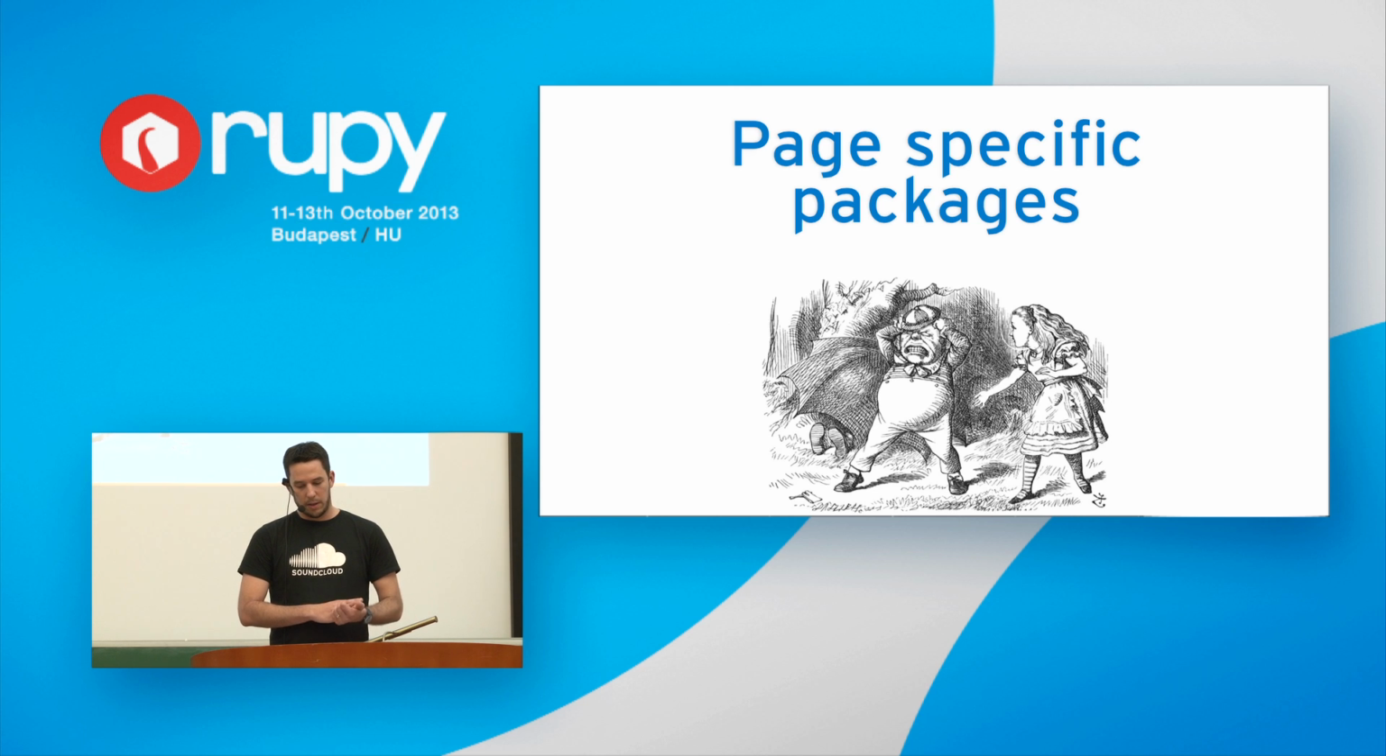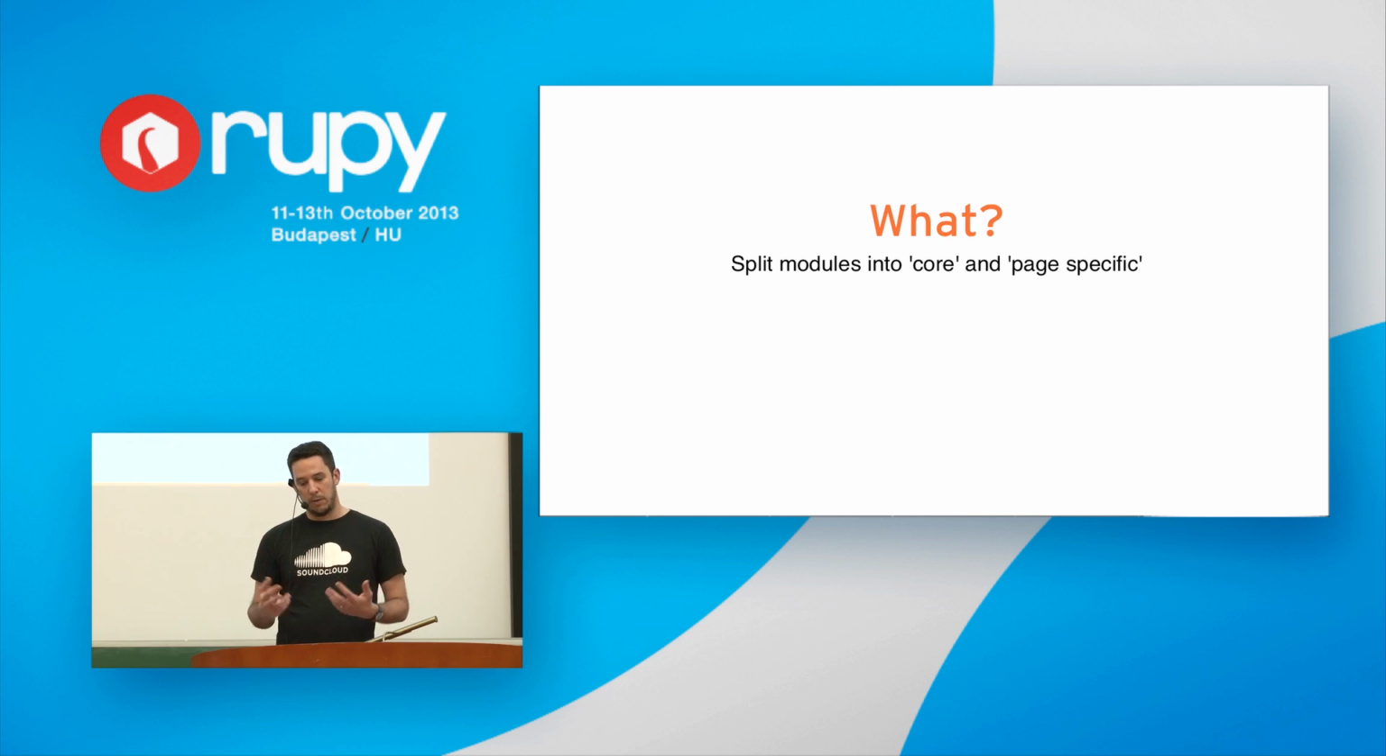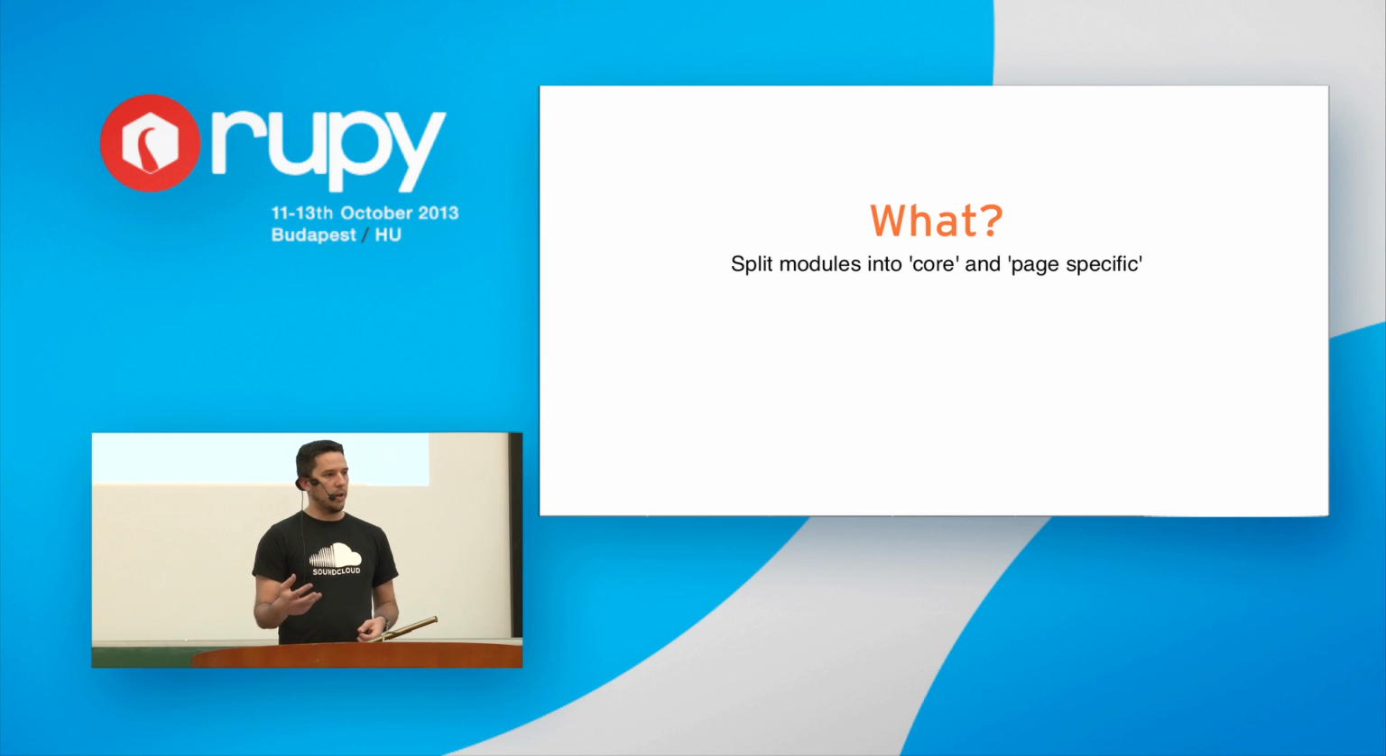And the final thing that I'd like to talk about is page-specific packages. So what I mean by this is that instead of taking all of your files and either bucketing them or creating one file, split them up into two different categories, I'd say. Core files, which are the ones which are core to your application running, no matter what page you're on, and then ones which only apply to certain pages.